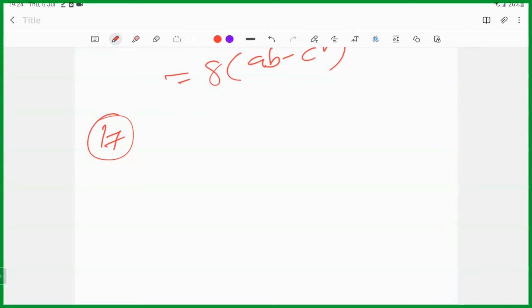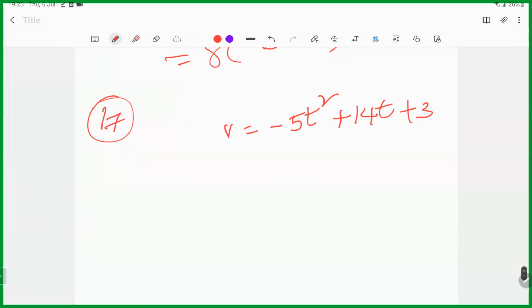They gave you 3 marks. So here the speed is given as 14 meters per second, and it follows the curve. The quadratic curve is given, no? Which is minus 5t squared plus 14t plus 3. So that is the distance it travels.